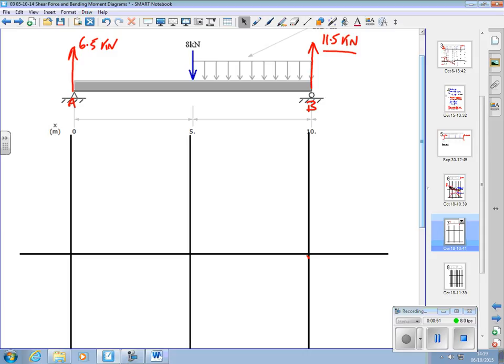So we can put in the first reaction force at A going up to 6.5. Nothing much happens until we get to the 8 kilonewton force, and then that comes down. And then we've got to take into account the UDL. Remember, that will start here and then finish at some value down here. So then we can draw in this gradient down there. See if you can draw the shear force diagram, and you'll know you're right because you'll end up back at 0 again.